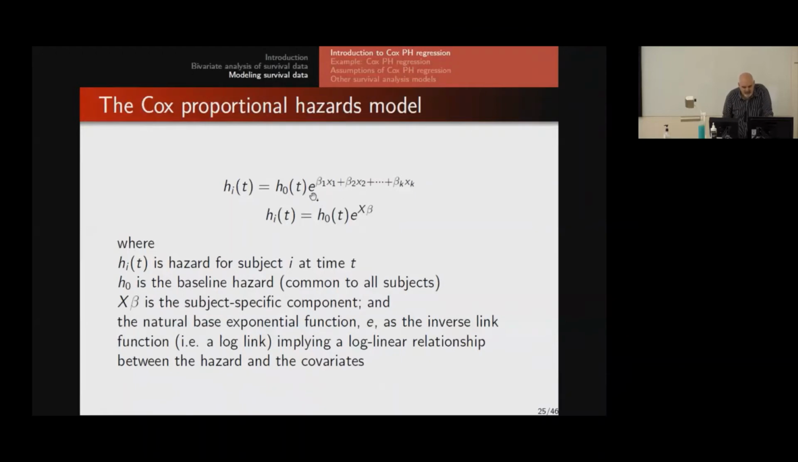We can also see that there's an exponentiation of this regression-like model here. And what that really means is that this is a log linear relationship. In other words, the log of the hazard can be modeled in something that looks very much like a linear regression. Okay, so there's a log linear relationship between the hazard and the covariates. And by the way, you may not care about that, but it makes things work out very nicely.